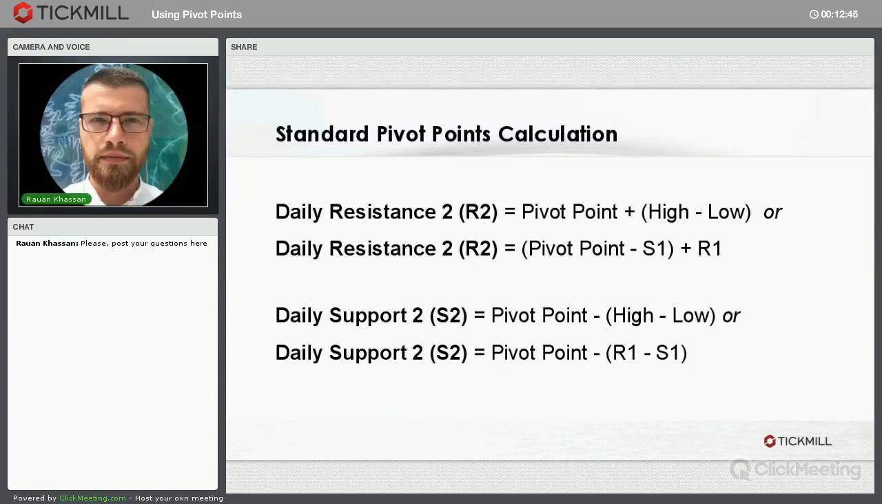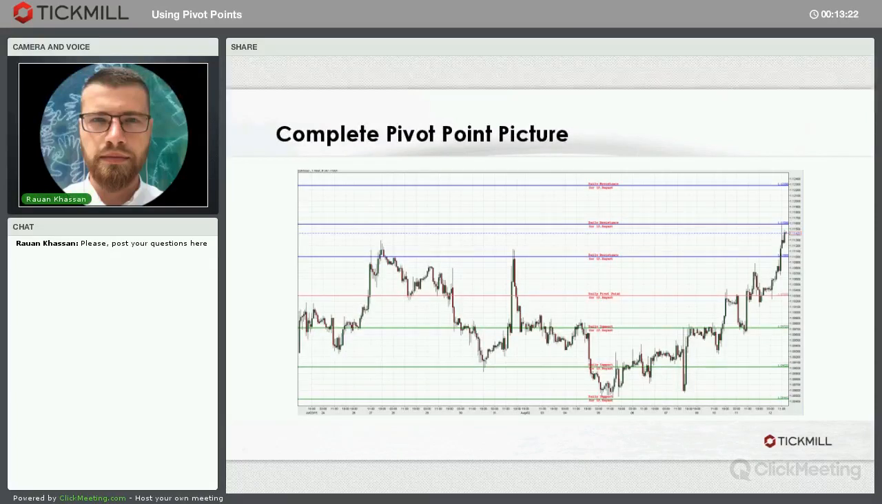The similar calculation goes for the second daily support. You can either choose between adding the pivot point to, or subtracting it from, the high-low difference, or subtracting the pivot point from the first resistance, or the first support levels. Interestingly enough, regardless of the method that you choose, you will have the same values. So in the case of Euro dollar for today's session, the second resistance line is pointed at 1.1158, and the second support line is at 1.0902.